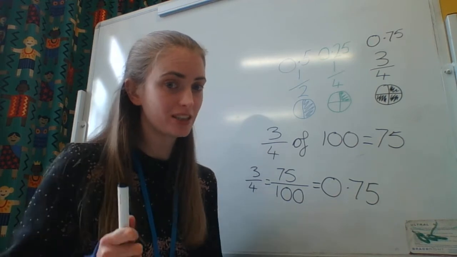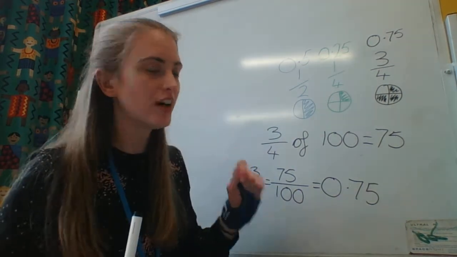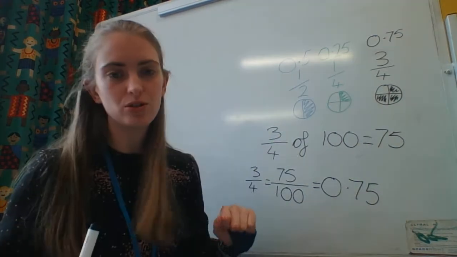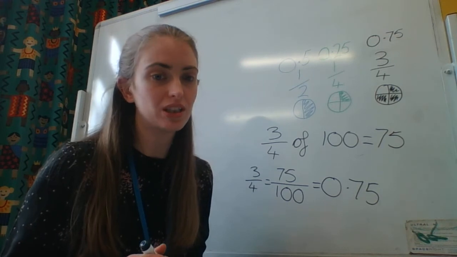Okay, basics of this lesson is, even if we're chanting it, a half is 0.5, a quarter is the same as 0.25, and 3 quarters is the same as 0.75.